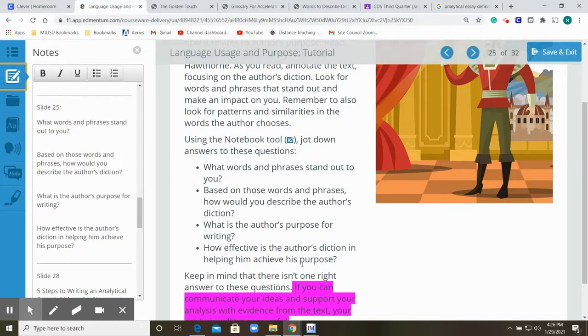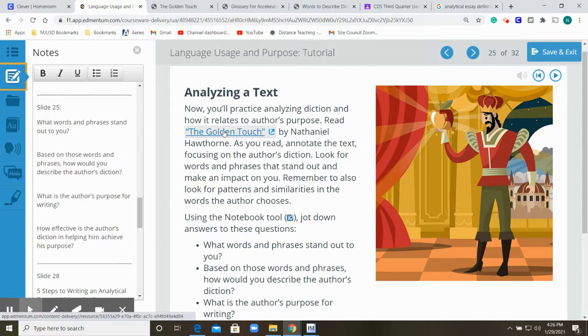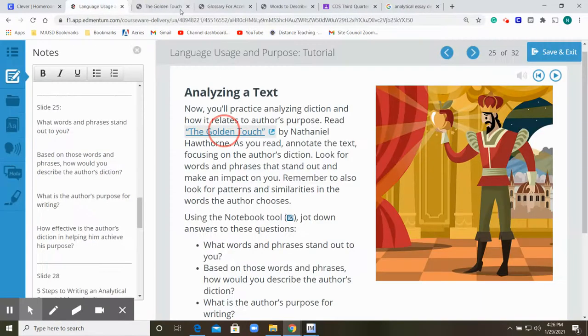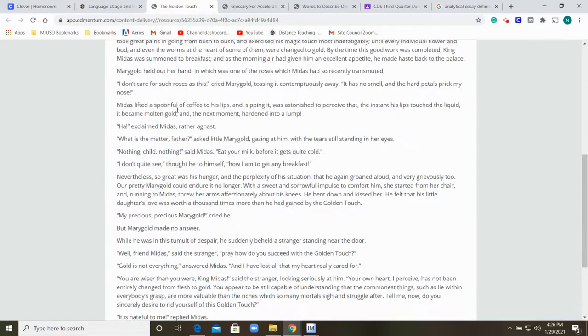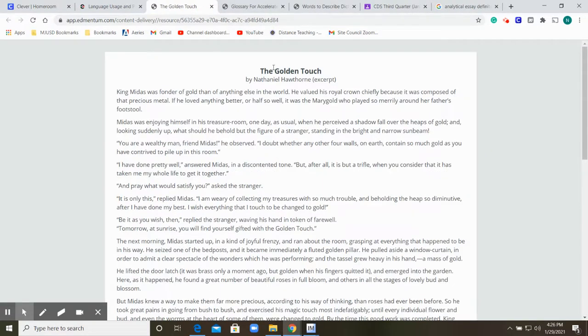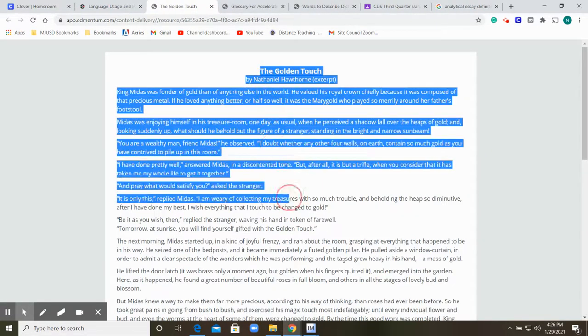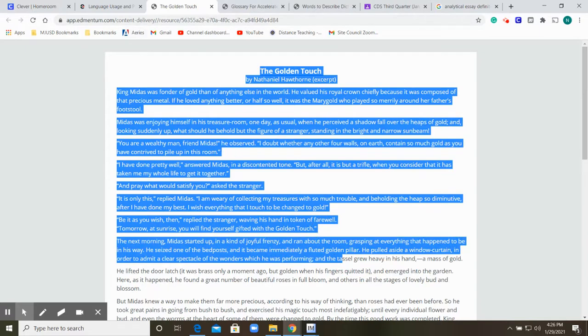So, I copied these and put them in here. Then, I would open up and read the excerpt or whatever it was. I would read through and then answer the questions.